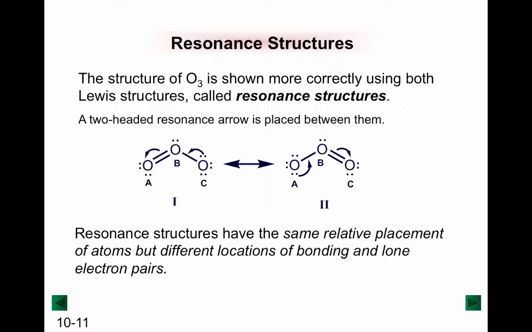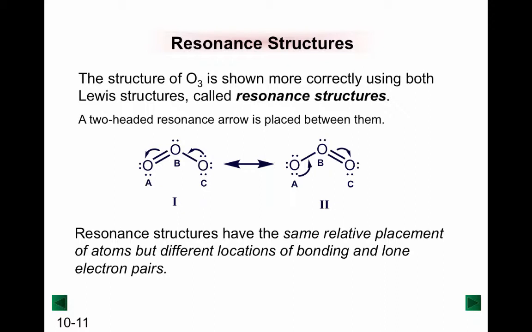Keep in mind that the double bond could appear on either the right side or the left side of the molecule. The placement of the atoms in these 2 alternative Lewis structures for ozone is the same, but the placement of electrons is different. Lewis structures of this sort are called resonance structures.